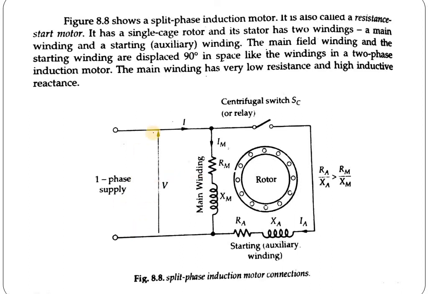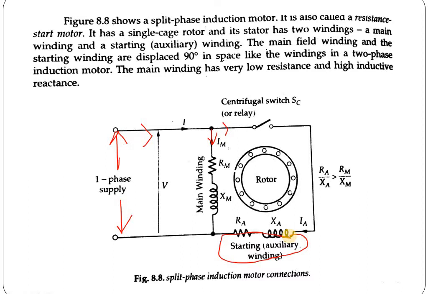This is the single phase supply, that means a 220 volt supply is given here, and current flows this way. This is the main winding of the motor, and in parallel to that a centrifugal switch is connected, and via the centrifugal switch some resistor and some inductor are connected, written as the starting winding or auxiliary winding. That means via the centrifugal switch another resistance and inductance is connected with the main winding of the single phase induction motor.